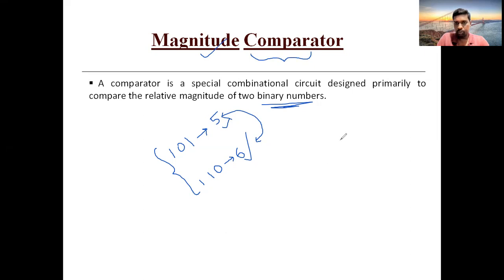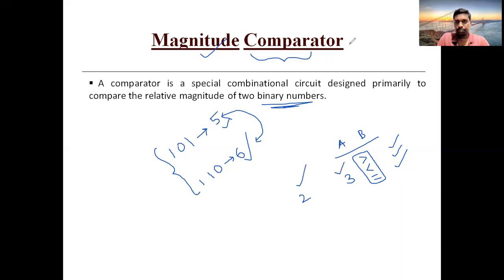Suppose I ask you to compare two numbers A comma B in general. Then you can say A is greater than B, or A is less than B, or A is equal to B. So we have three possibilities. These are the three possible outputs for any comparison. You will have three outputs for any comparison and you need two inputs for any comparison. So these are your inputs and these will be your outputs.